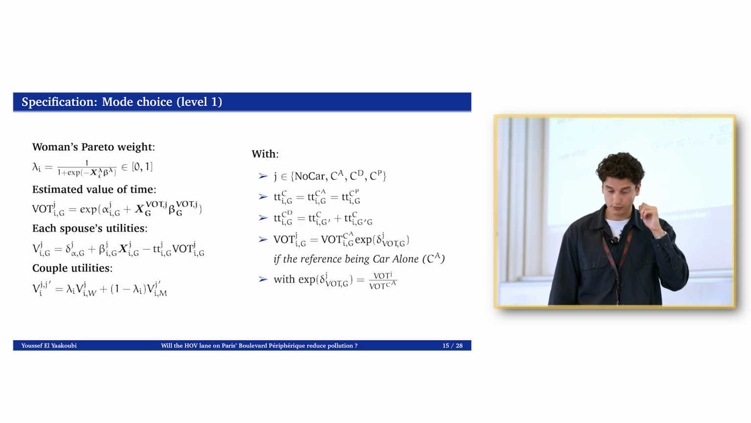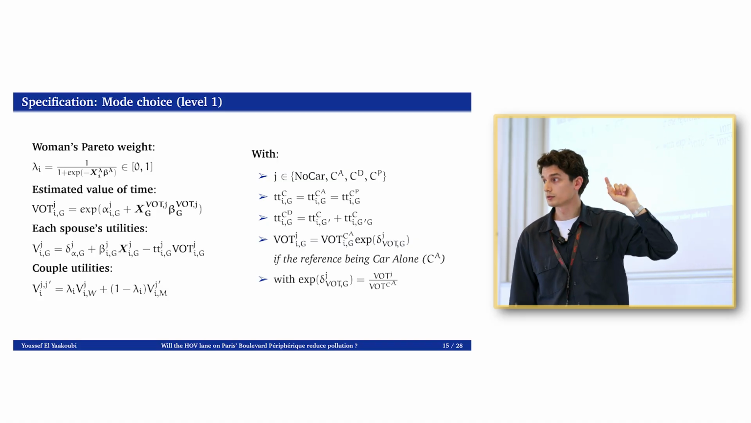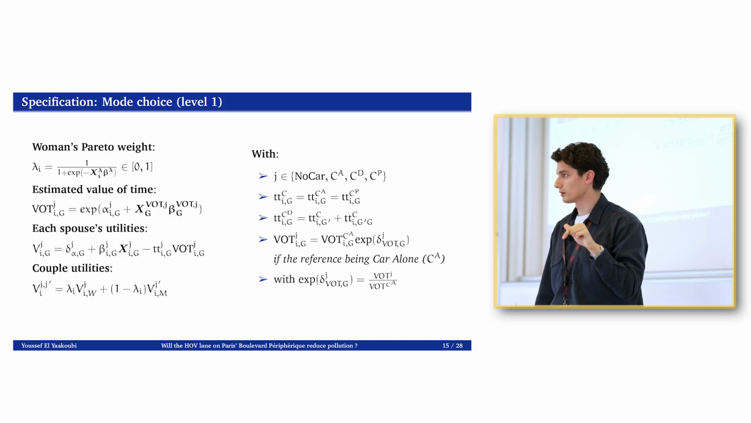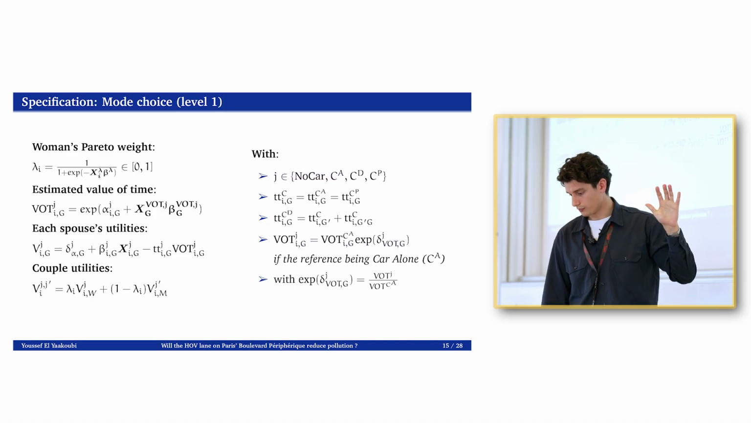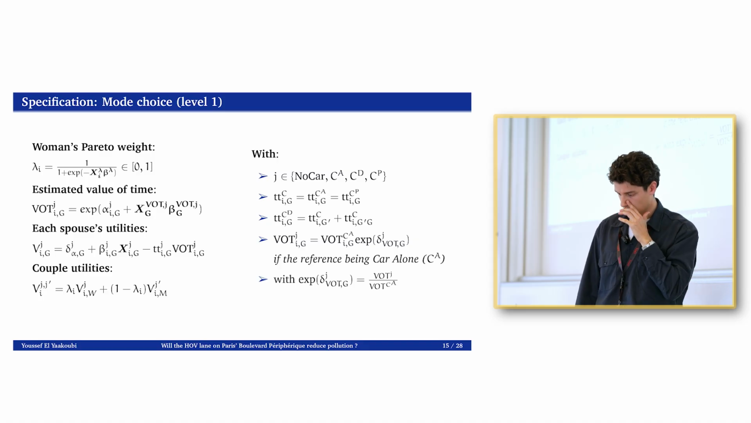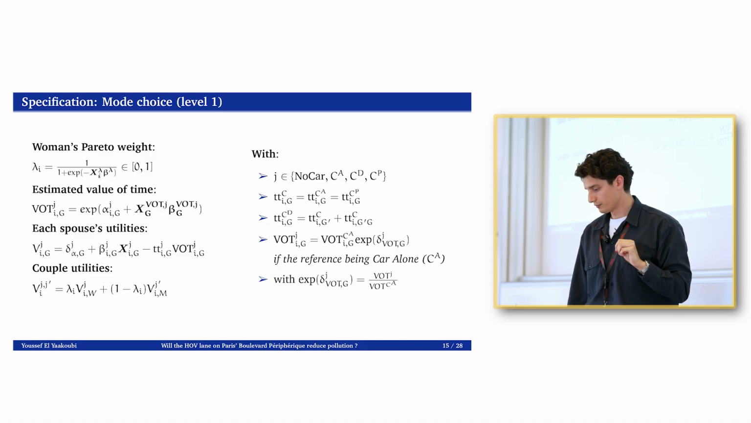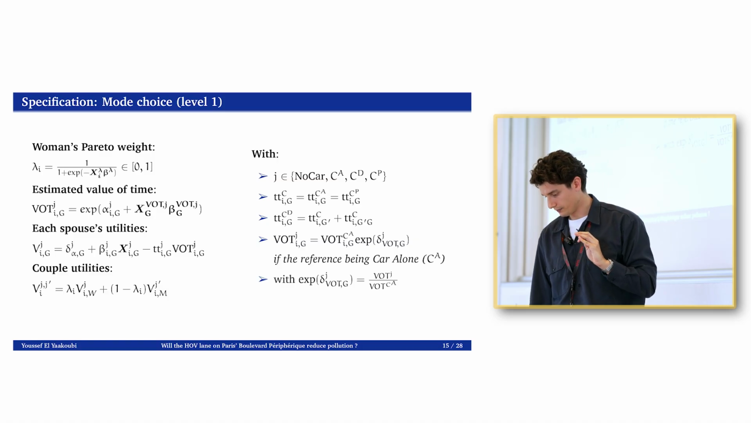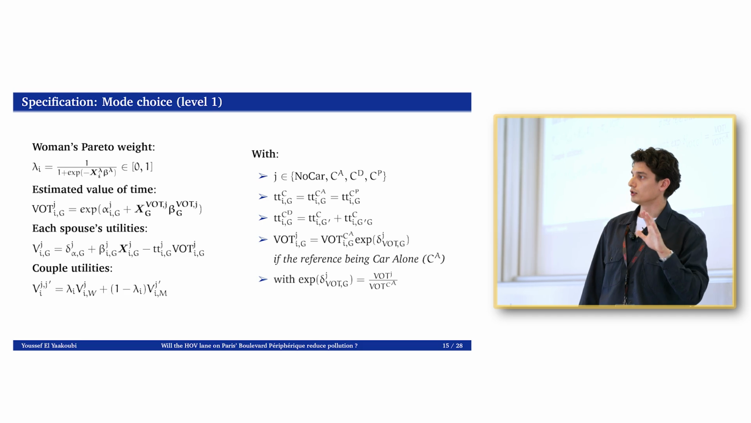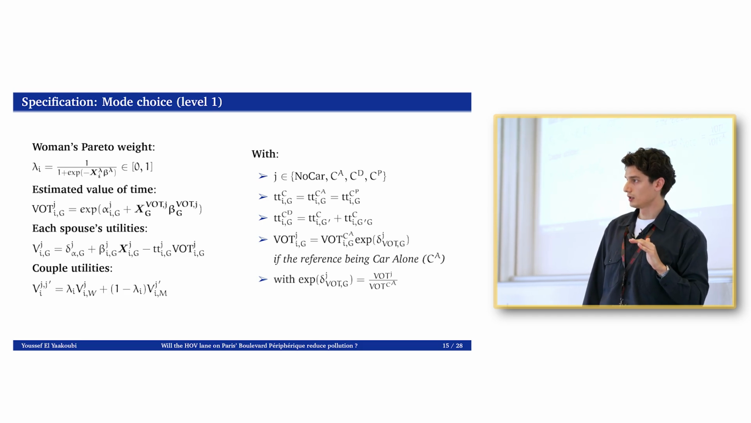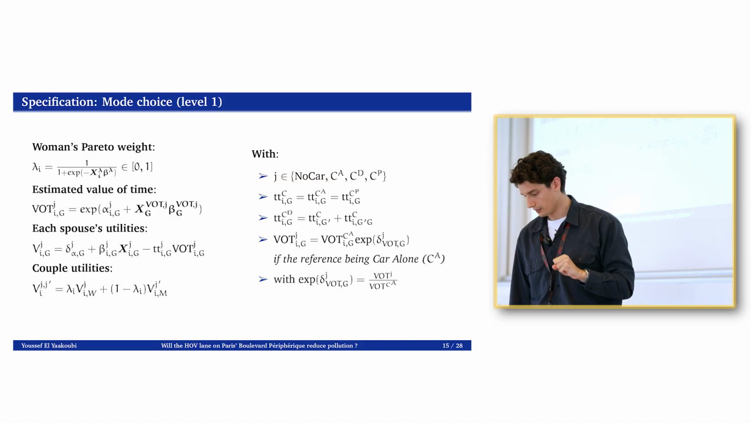And here is the level 1. So I was talking about the Pareto weight. We are estimating the woman's Pareto weight. The man's is 1 minus the woman's Pareto weight. And this is the formula. We are putting some heterogeneity in it with the couple's characteristics. As you see, the constant is not identified, so the reference decision power is 50-50 for both.